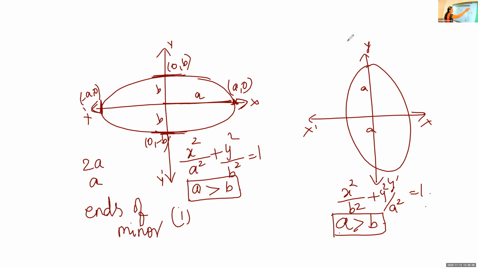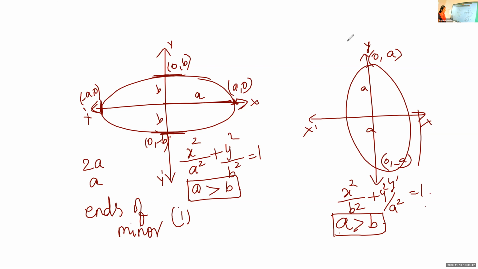Now, what about this case? Can you give the ends of the major axis, or in other words, the vertices? In the second case, what will be the vertices? Look at the vertex: 0, A and 0, minus A, because the vertex lies on the y-axis. On the y-axis, the x coordinate is 0.